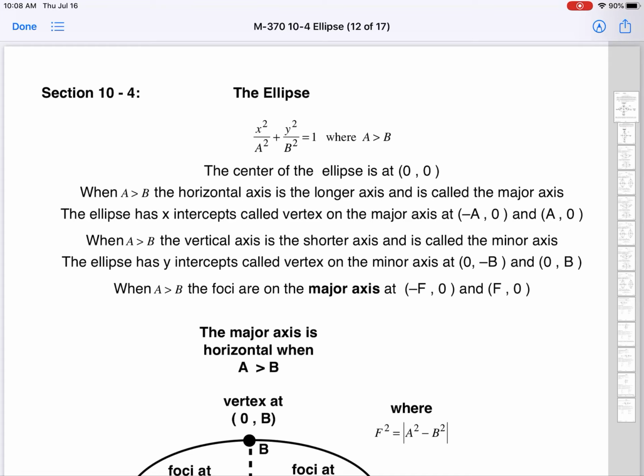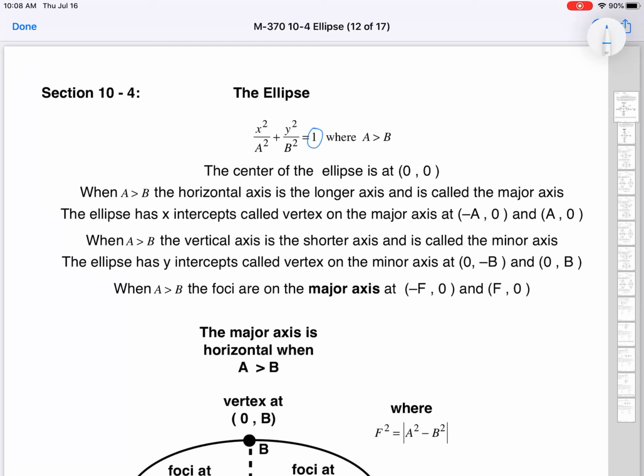So notice both the x squared and y squared are positive terms. That'll be different when we go to the hyperbola. In an ellipse, both of the x terms and y terms are positive. We need to have a perfect square over a squared and a perfect square over b squared. And this 1 is super important, that's over here on the right hand side. It has to be equal to 1.